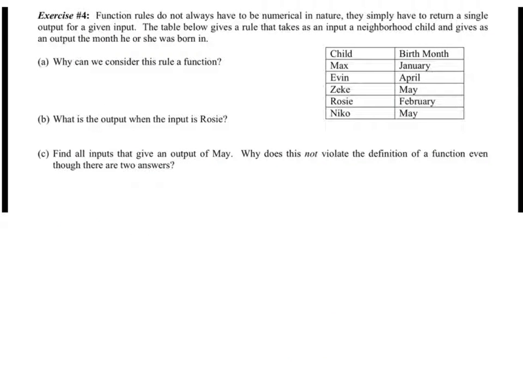So function rules do not always have to be numerical in nature. They simply have to return a single output for the given input. The table below gives a rule that takes as an input a neighborhood child and gives an output of the month he or she was born in. So Max, his birth month is January. Evan, April. Zeke, May. Rosie, February. Nico, May.